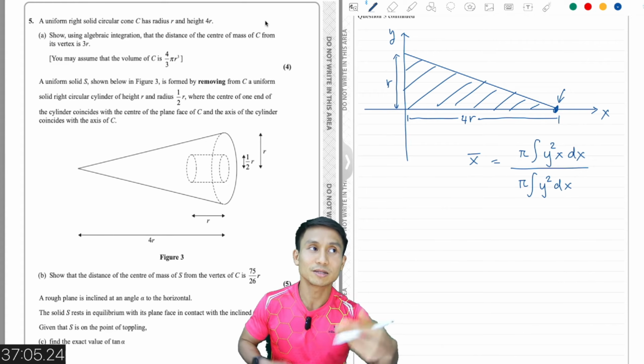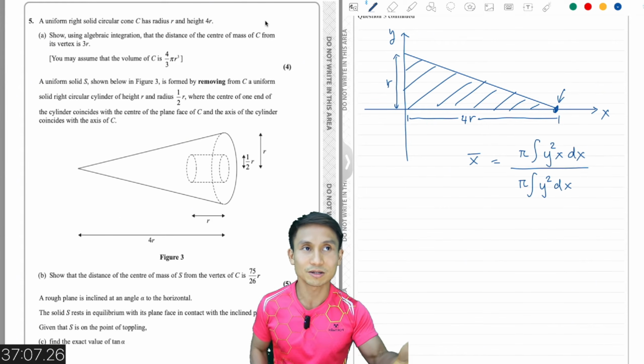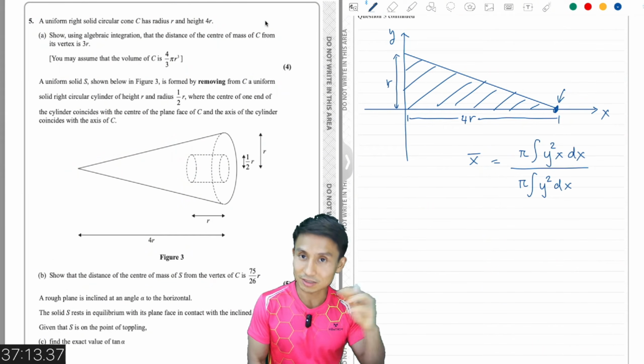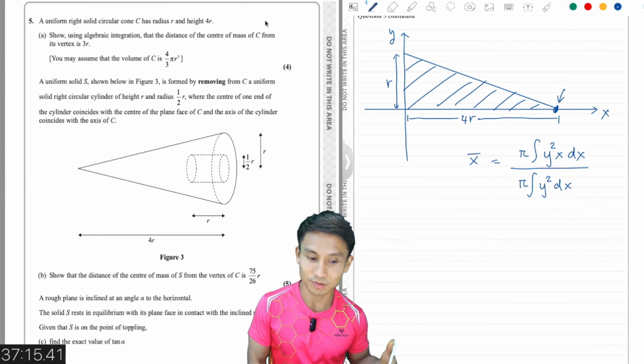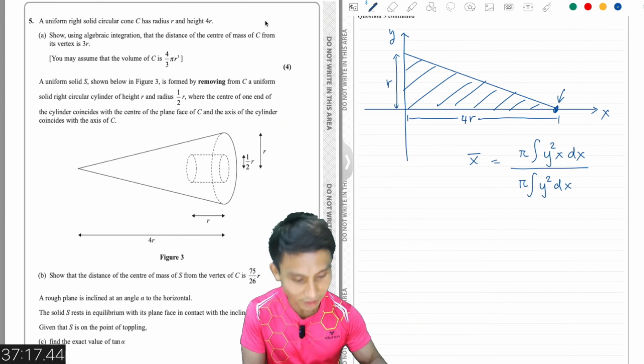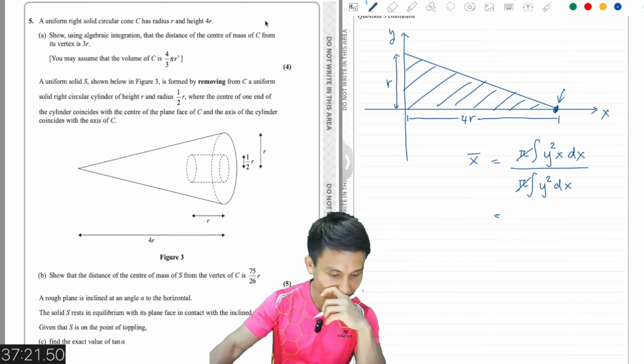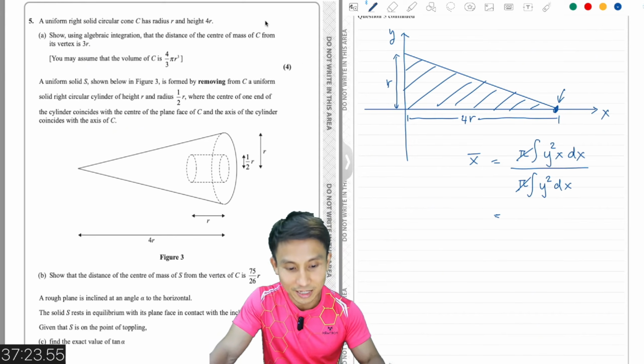If lambda depended on the distance from the center, then that's another story. But it doesn't here, so that's fine. We're good. So pi cancels there, and then we have to get this equation.